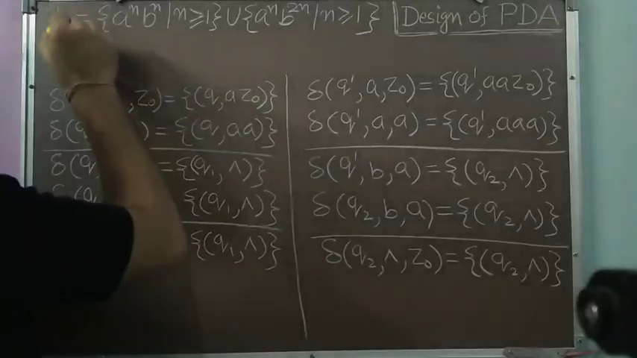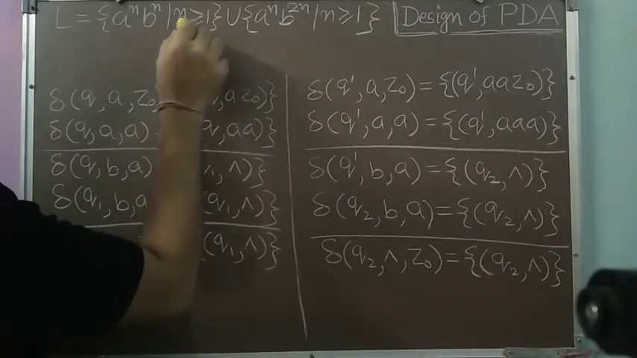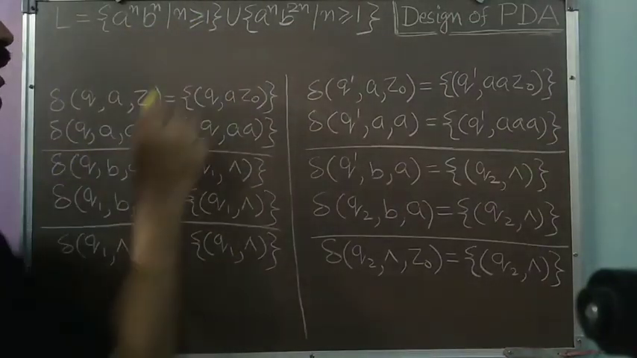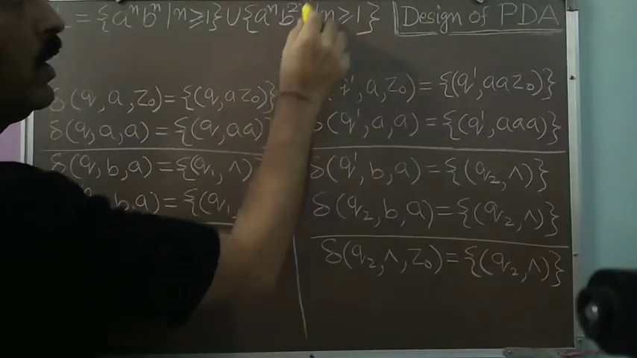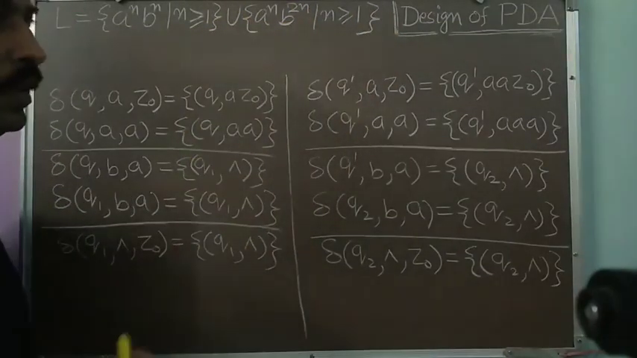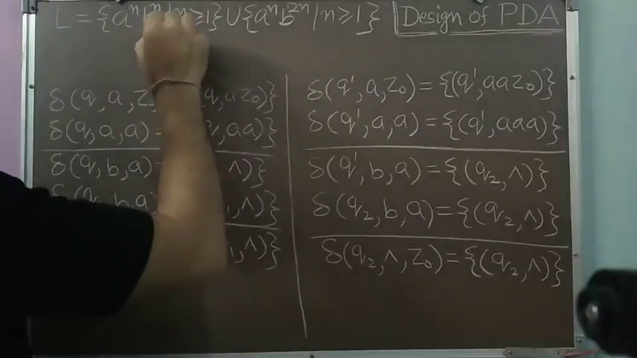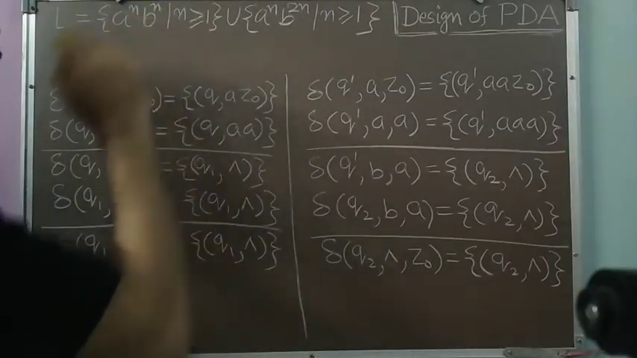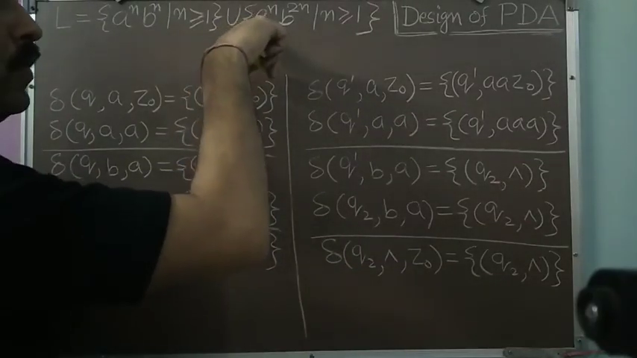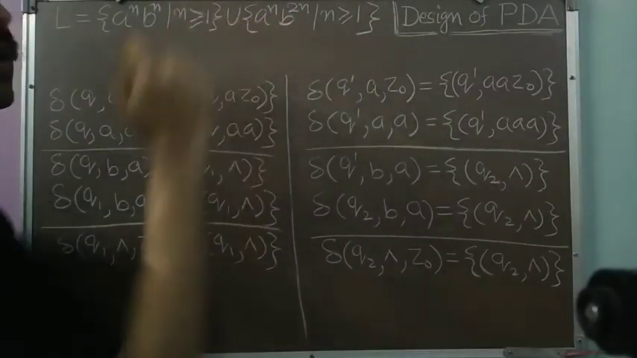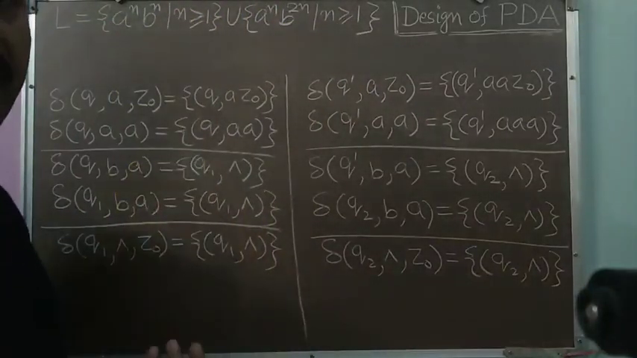That example is that L is a to the power n, b to the power n, such that n greater than equal to 1, union a to the power n, b to the power 2n, n greater than equal to 1. Meaning thereby, my words in this language can either be of this format where the number of A's and number of B's are equal, or of this format where the number of B's is twice the number of A's. So any one of these two formats my words can have.